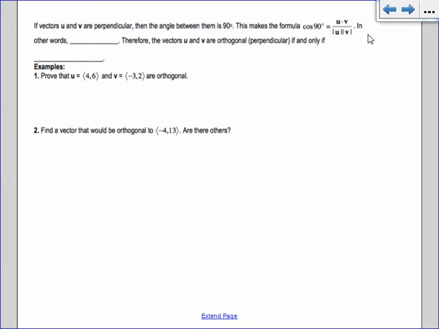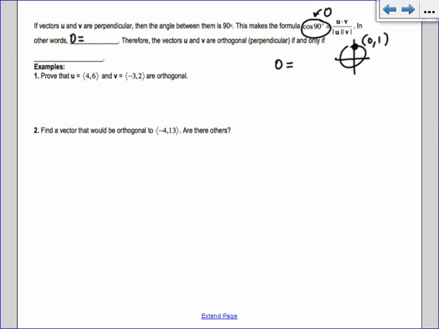All right, so it says if the vectors u and v are perpendicular, then the angle between them is 90 degrees. This means that our formula, right, if theta is equal to 90 degrees, is cosine of 90 degrees equals u dot v all over the magnitude of u times the magnitude of v. But we know that cosine of 90 degrees, if you think about your unit circle, that's the point 0, 1. So cosine of 90 degrees is 0. So in other words, 0 is equal to that whole quotient, u dot v over the magnitudes.